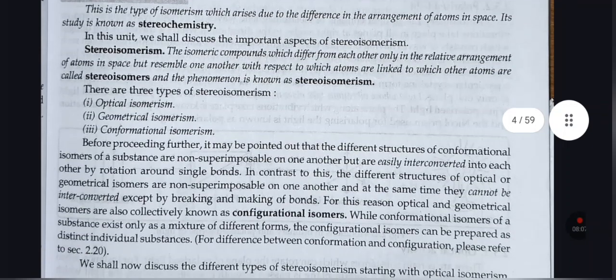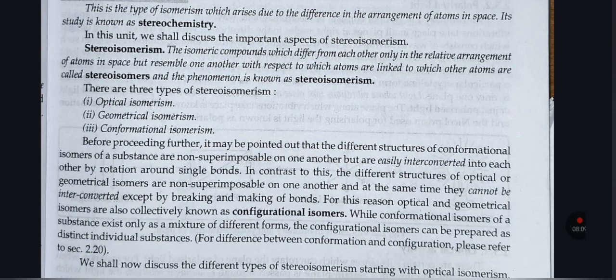Stereoisomerism. This is a type of isomerism which arises due to the difference in the arrangement of atoms in space. Its study is known as stereochemistry. In this unit, we shall discuss the important aspects of stereochemistry, stereoisomers.